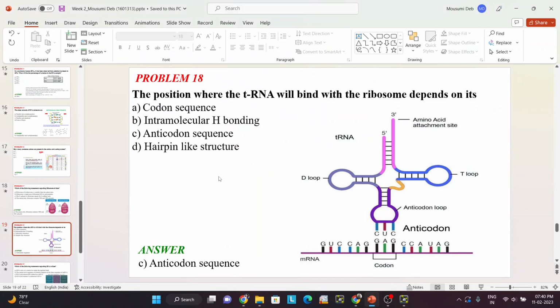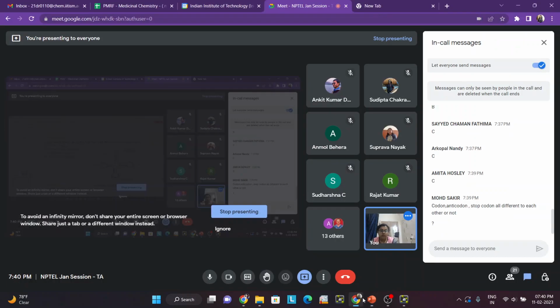Is there any answer for this question? Yes, codon, anticodon and stop codon are all different from each other. A codon is on the mRNA, and each codon is responsible for adding one amino acid. Stop codons are codons which do not incorporate any amino acid, and an anticodon is the sequence of bases in the tRNA based on which the amino acid will bind. All of these are different from each other.